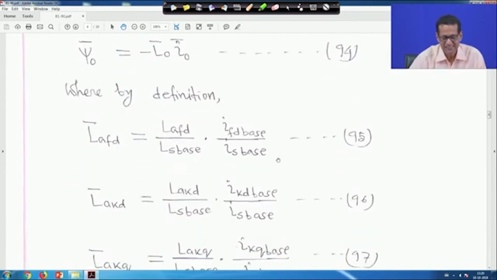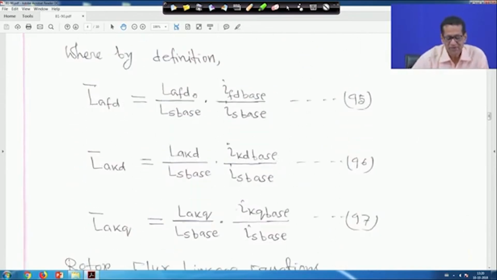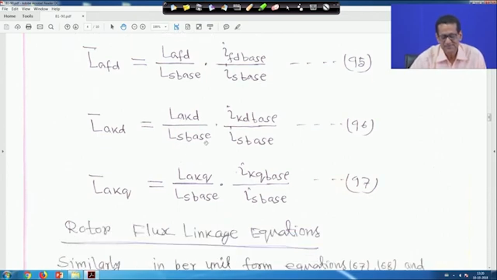Now, by definition LFD bar will be LAFD upon LS base into IFD base upon IS base. These are very simple things, but I suggest that you derive them a little bit, right. So LFD bar will be actually LAFD upon LS base into IFD base upon IS base, right. Similarly, LAKD bar will become LAKD upon LS base into IKD base upon IS base. This is equation 96. Similarly, LAKQ bar will be LAKQ upon LS base into IKQ base upon IS base, right. So this is equation 97.